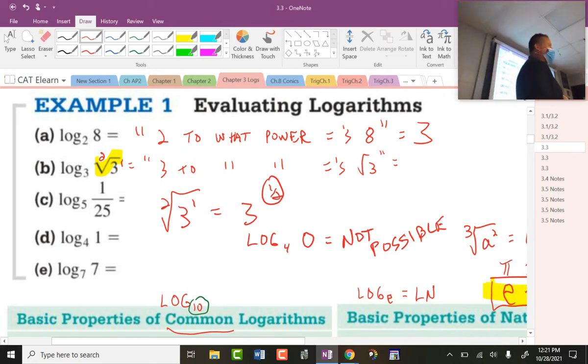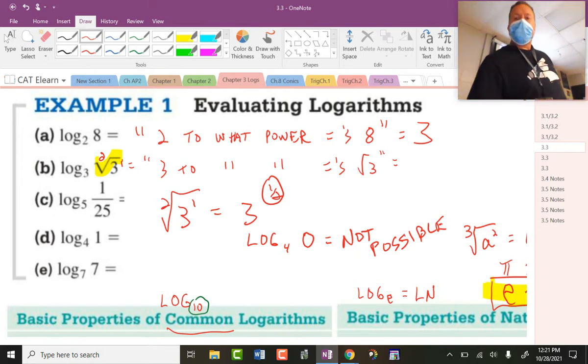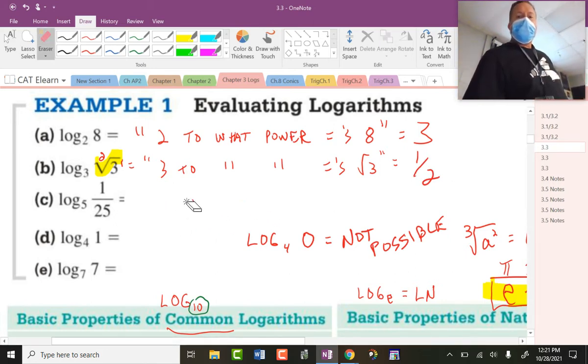It's not logarithms that screw up people. It's that you don't know your exponent rules. And your exponent, like in this case, this is a different meaning. So what's your answer? Is it 3 to the 1/2 or is it just 1/2? It's just the power. So it's 1/2. And now I have to erase that because it's in the way.